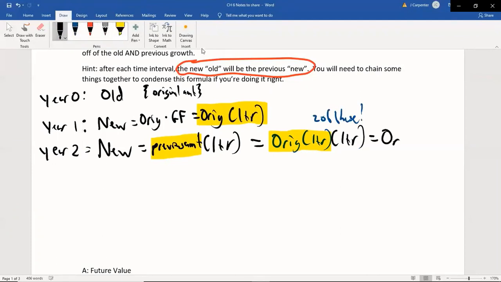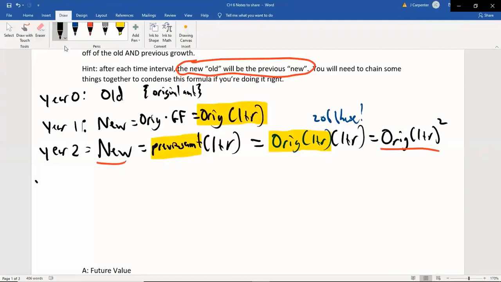So we could compress this. You will need to chain some things together. Compress, chain, that's what I'm talking about. As the original times 1 plus r to the second power. 5 times 5 is 5 squared. x times x is x squared. So 1 plus r times 1 plus r is 1 plus r squared. So that says that the new amount in year 2 can be calculated as whatever you have as your original amount times the growth factor squared.